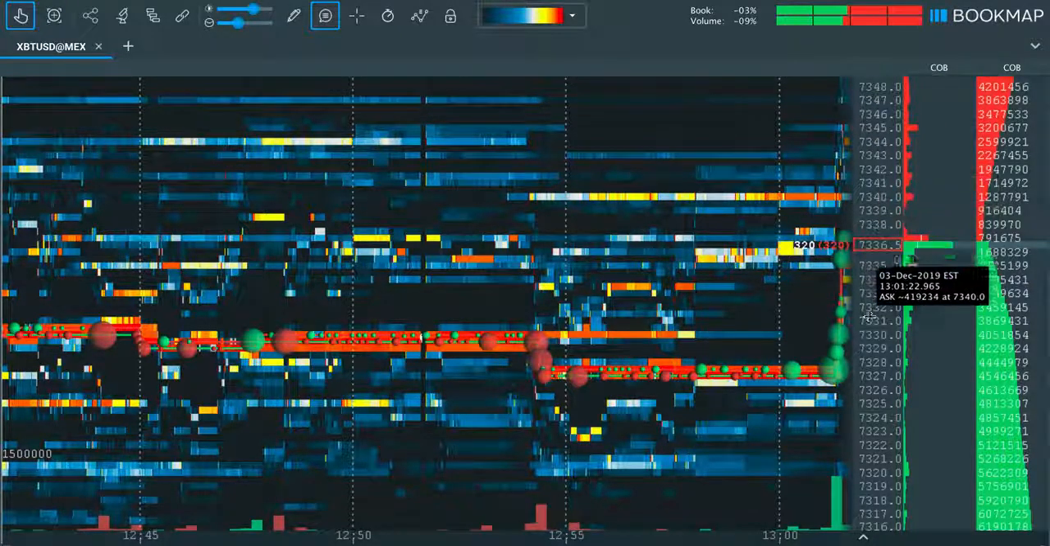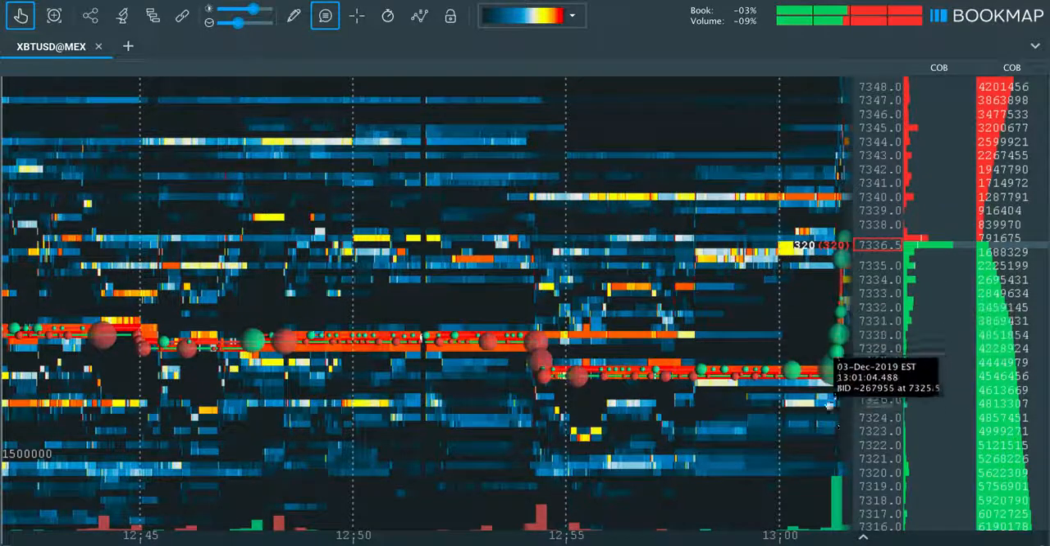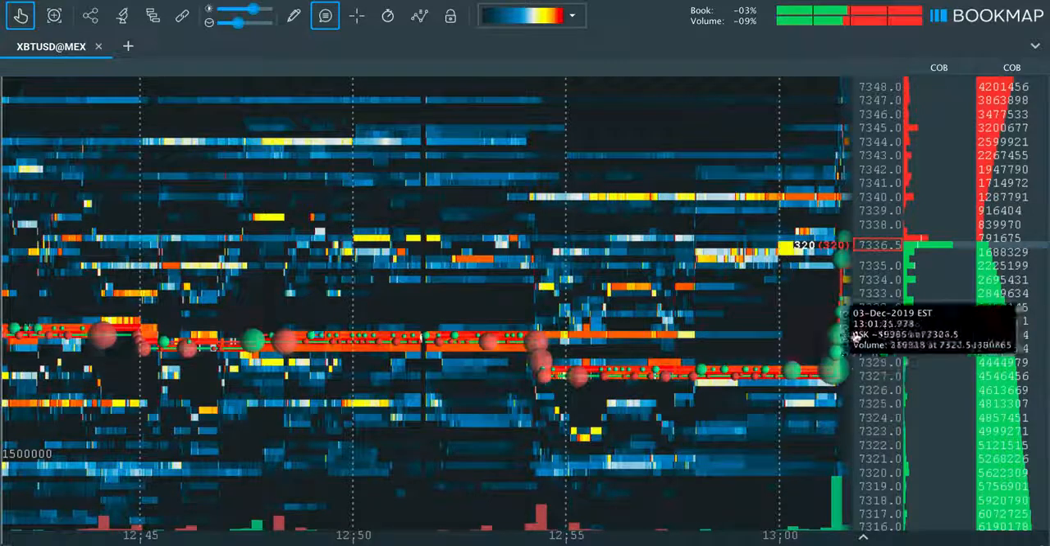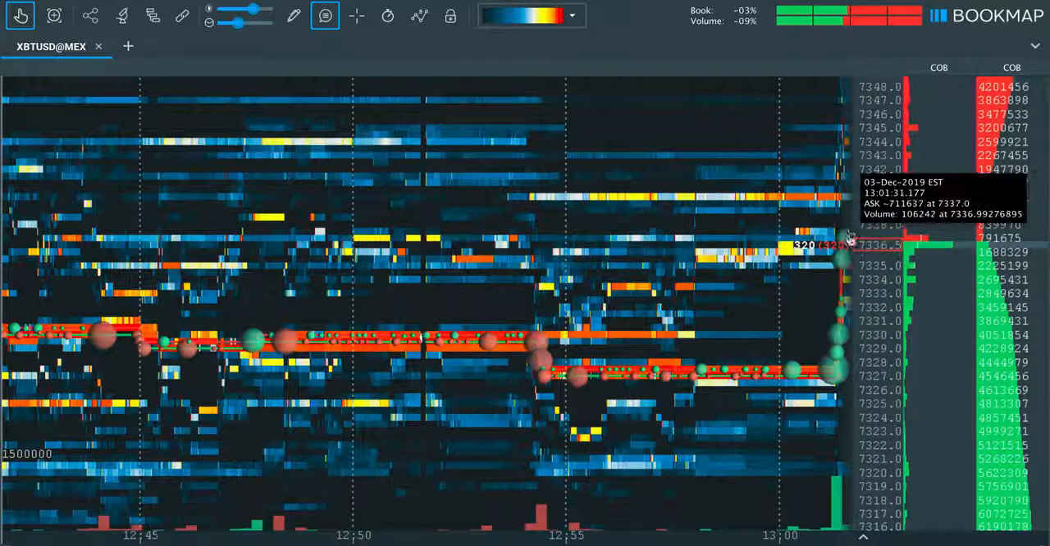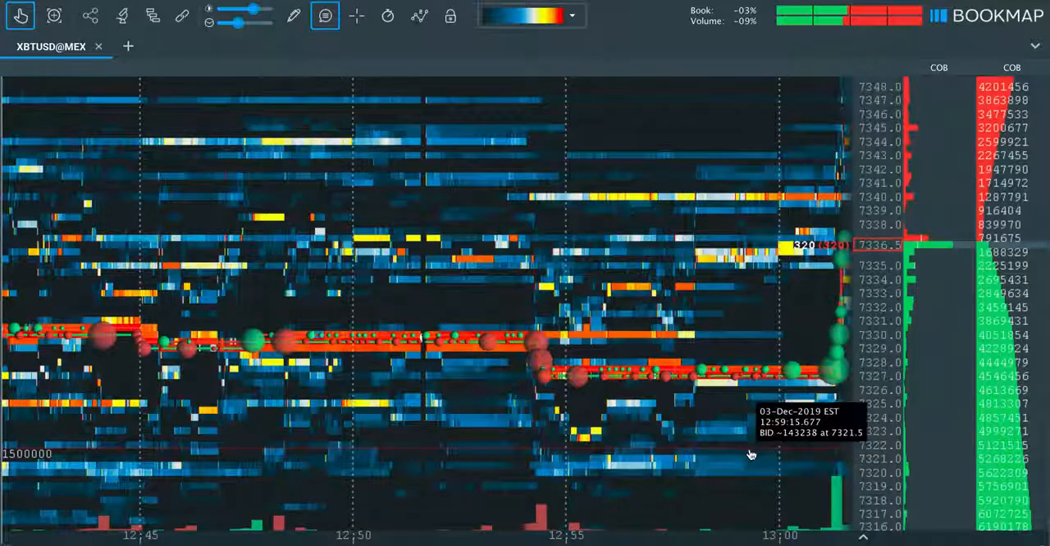B would allow us to buy anywhere around here. A would allow us to look to see what happens after price goes below here. C would allow us potentially to look for a price move up and then look for retracement later. Let's see what happens. A, B, C.